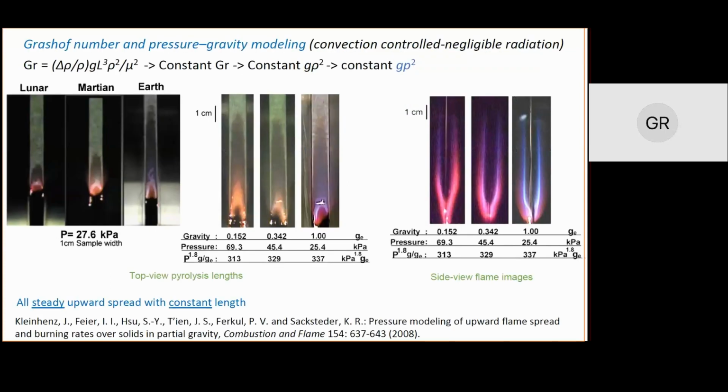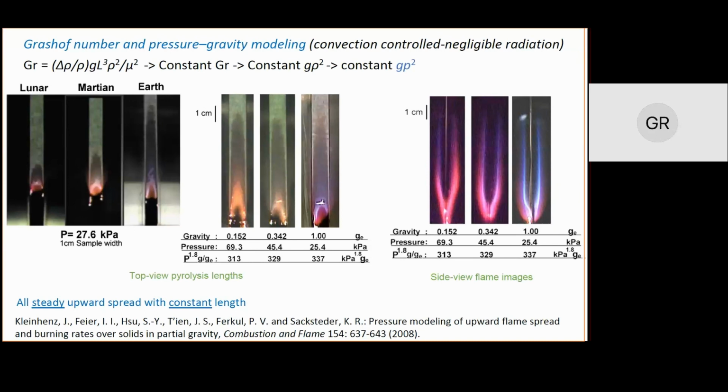Okay, we have seen this kind of picture before. We get a lot of data at reduced pressure and at lower pressure. In the work by Julie Kleinhans, we're trying to see whether we can get any correlations. The starting point is the Grashof number, because the Grashof number tells you the buoyancy boundary layer, which we thought controls the upward spread.